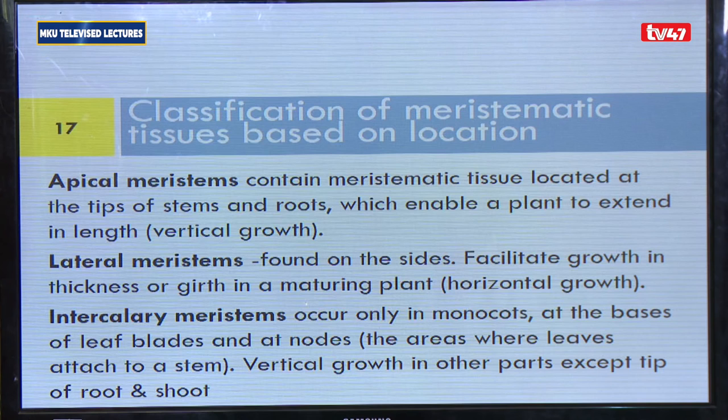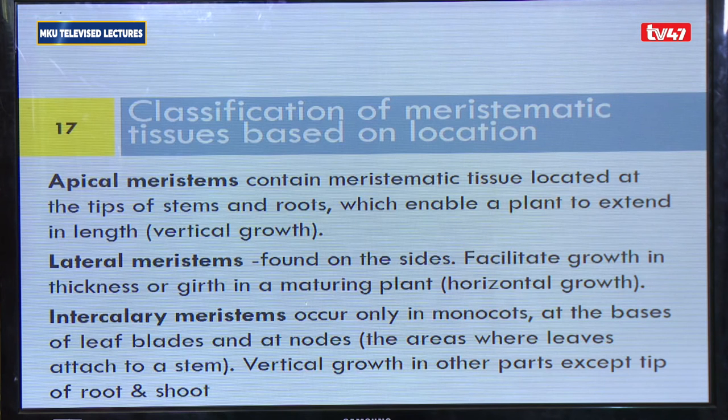So the term lateral actually means on the sides. For these particular meristems that are found on the sides, they cause an increase in thickness or depth of the plant. And because they cause an increase in thickness of the plant, they are said to cause horizontal growth. So they are responsible for the horizontal growth of the plant. That is an increase in thickness, or as some will tell you, an increase in the depth of the plant.